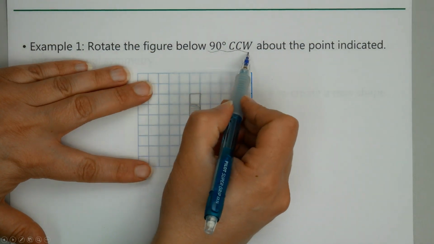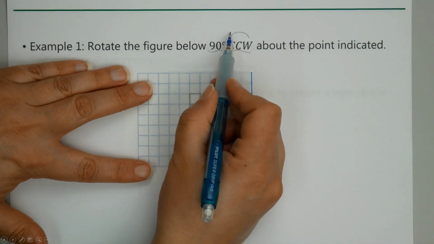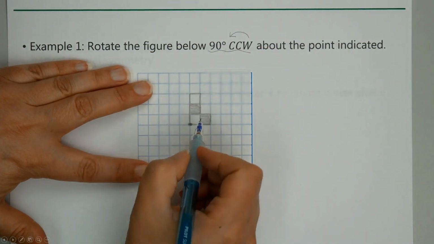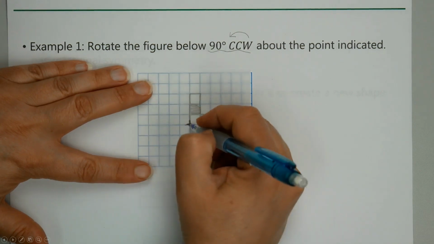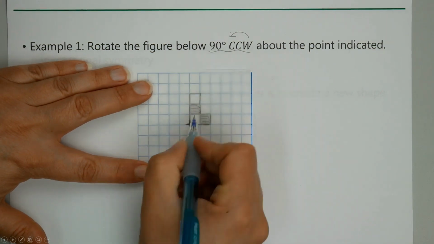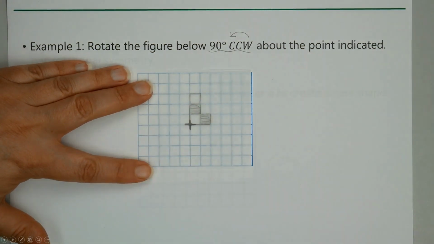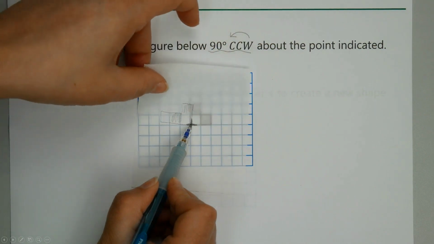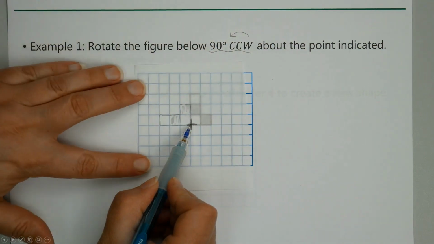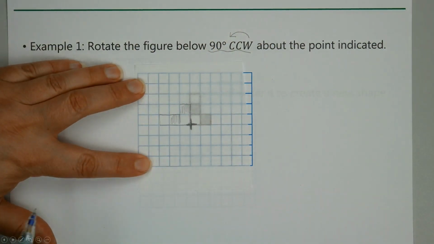Now, since we're rotating 90 degrees counterclockwise, we're going to go in this direction. So now I'm going to create little crosshairs, like little axes, where we're going to rotate around, so I know when I actually went 90 degrees. So placing my pencil at the point, I will rotate it 90 degrees counterclockwise.